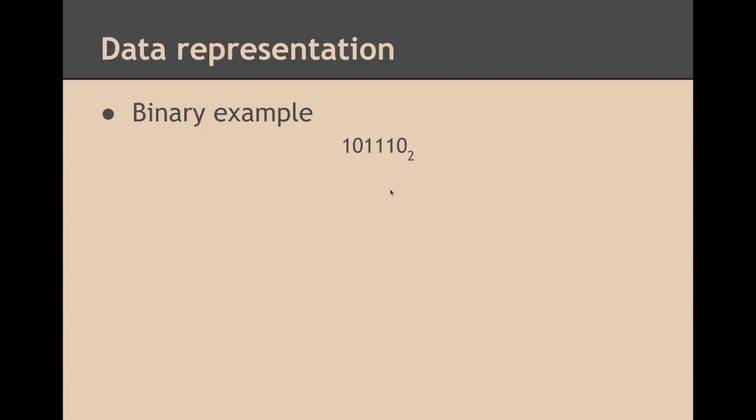So if we expand that out, we have 1 times 2 to the fifth, plus 0 times 2 to the fourth, plus 1 times 2 cubed, plus 1 times 2 squared, plus 1 times 2 to the first, plus 0 times 2 to the 0. Just the same as the decimal, except that our places and our powers are different, or our base rather is different.